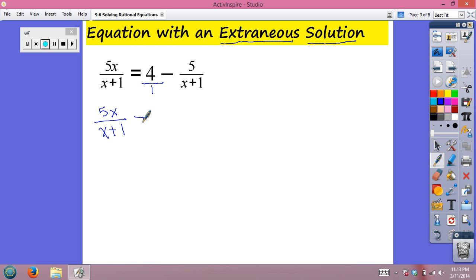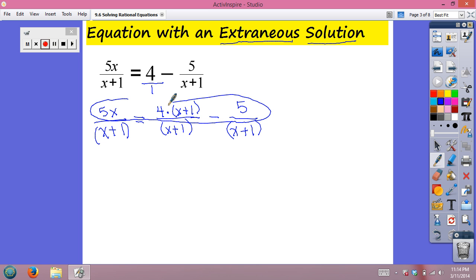We don't have to change anything with our first fraction, but we need an x plus 1 under our 4, so we know to do that we must take both the numerator and the denominator times the same thing, so we're not changing its value at all. And again, in the last fraction, we don't have to change anything because it's already an x plus 1 in the denominator. So once again, we have the same denominator in each of our components of our equation, so we can just work with the numerator again.